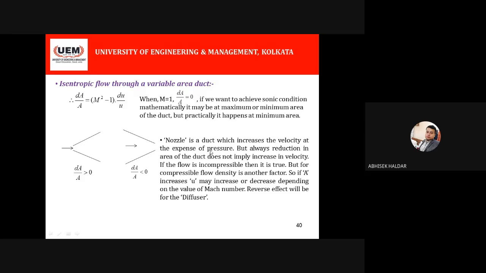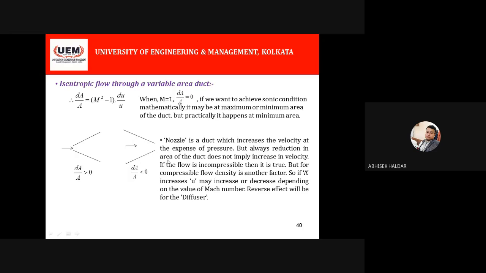At the expense of pressure means the pressure will be decreased. But always reduction in area of the duct does not imply increase in velocity. Have you understood the second line? I repeat, always reduction in area of the duct does not imply increase in velocity. Reduction in area means this convergent. If I am having a convergent duct, it does not always mean it is a nozzle.